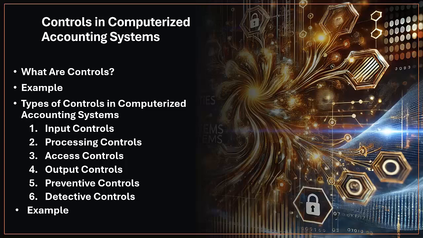2. Processing controls. These controls ensure that data entered into the system is processed correctly and doesn't get corrupted during calculations or postings. Examples: automatic calculations. For example, if you enter the quantity and price of an item, the system automatically calculates the total amount, e.g., 10 items at $5 each equals $50. Batch totals. If multiple transactions are entered at once, the system checks that the sum of the totals entered matches the sum of the processed transactions.